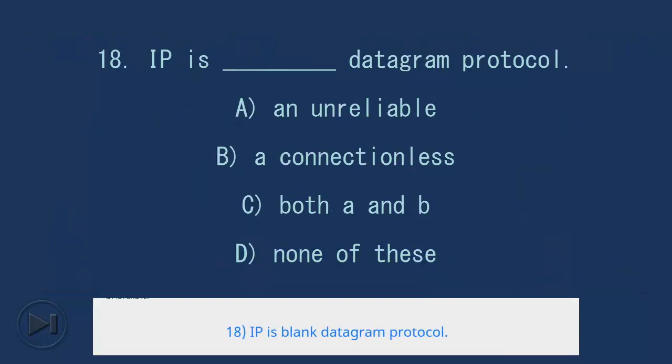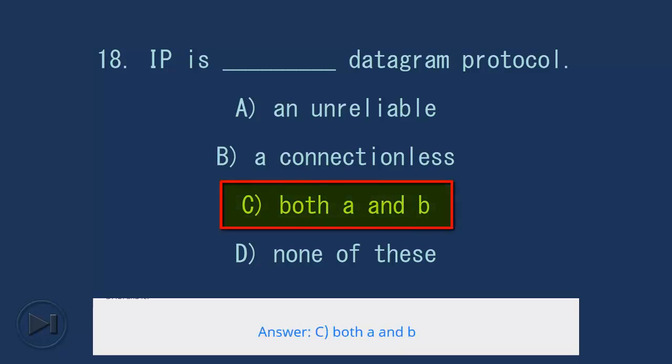18. IP is blank datagram protocol. A. An unreliable. B. A connectionless. C. Both A and B. D. None of these. Answer, C. Both A and B.